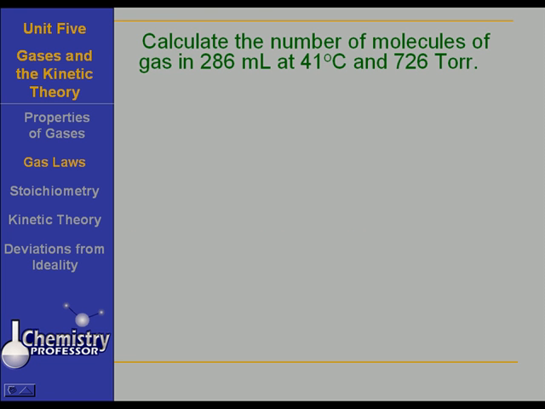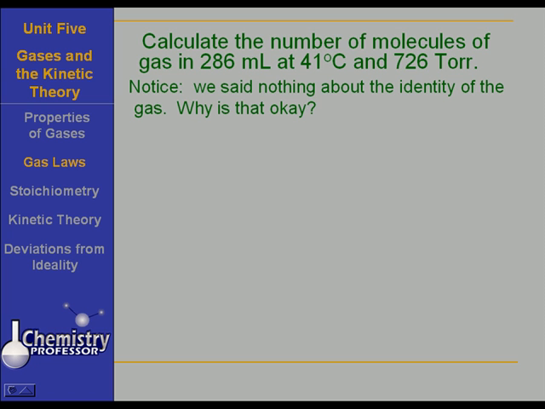Now here's a problem. Let's calculate the number of molecules of gas in 286 milliliters at 41 degrees Celsius and 726 torr. Now notice something. I didn't say anything about the identity of the gas. Why is that okay? That's okay because regardless of what the gas is, it pretty well obeys those ideal gas laws, particularly if the temperature is warm and the pressure is low.